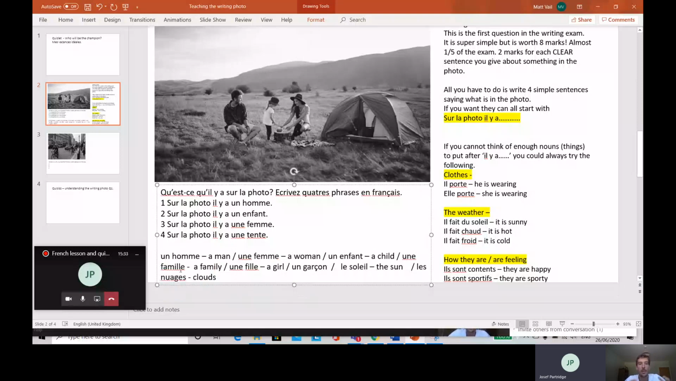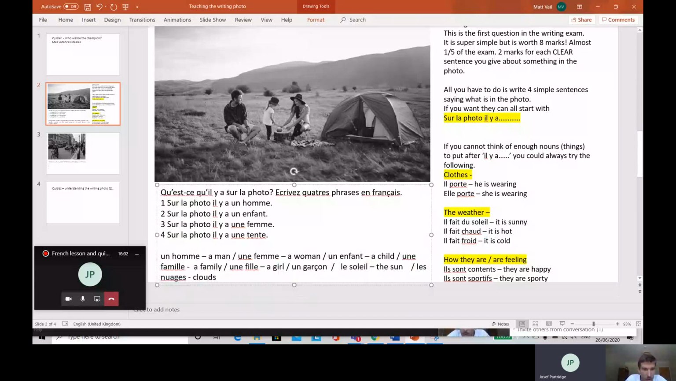So you can say, il y a le soleil. In the photo, there is the sun, which there is in this photo. Or, il y a les nuages. Des nuages, but les nuages would be fine. There are clouds. So you've got lots of options there. And essentially, if you learn those, with most of the photos you'll probably be able to get 4 sentences out of that. And basically, the rest of the sentence starter is there. And you can take that from the question, because this question's always written there for you in the exam.